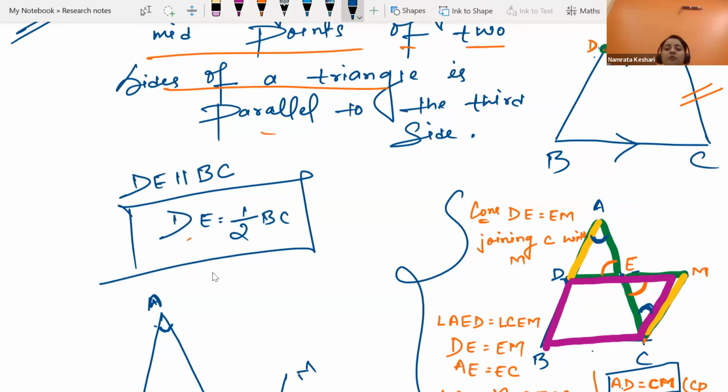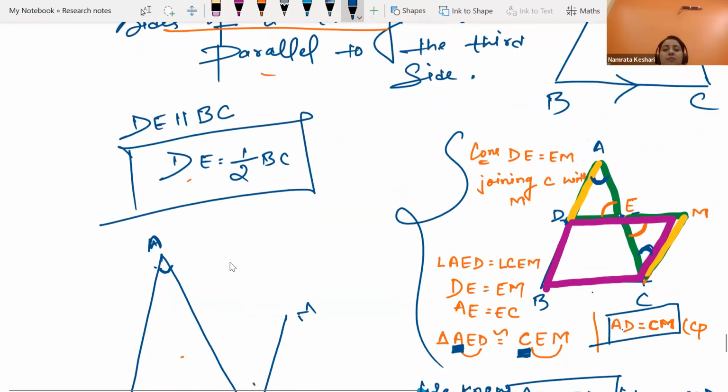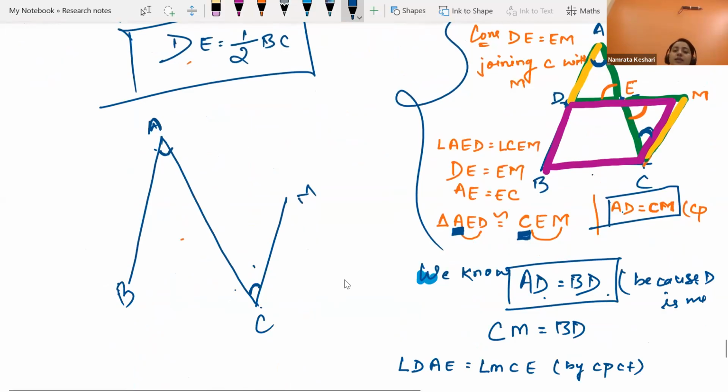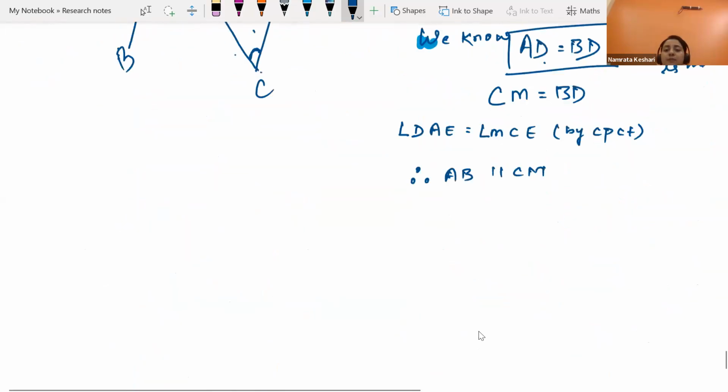So from here I am going to say, since AB is parallel to CM, BD will also be parallel to CM. Yes or no? Yes, ma'am. BD is just a part of AB. Since AB is parallel to CM, which implies that BD is also parallel to CM. Now focus.